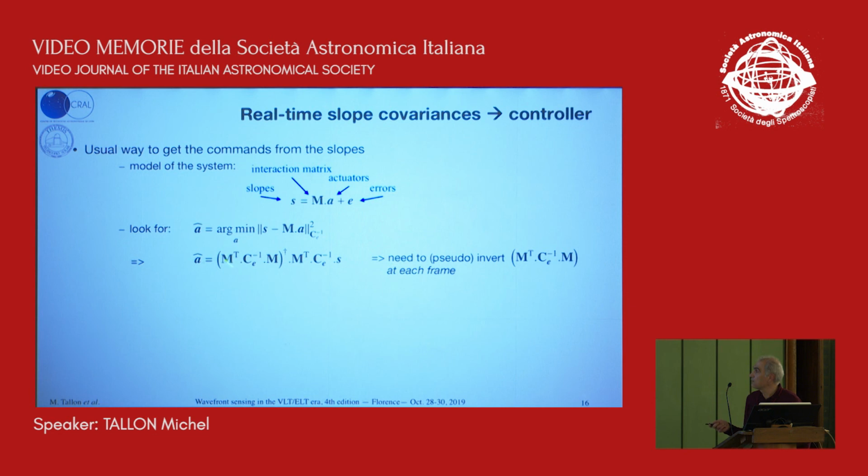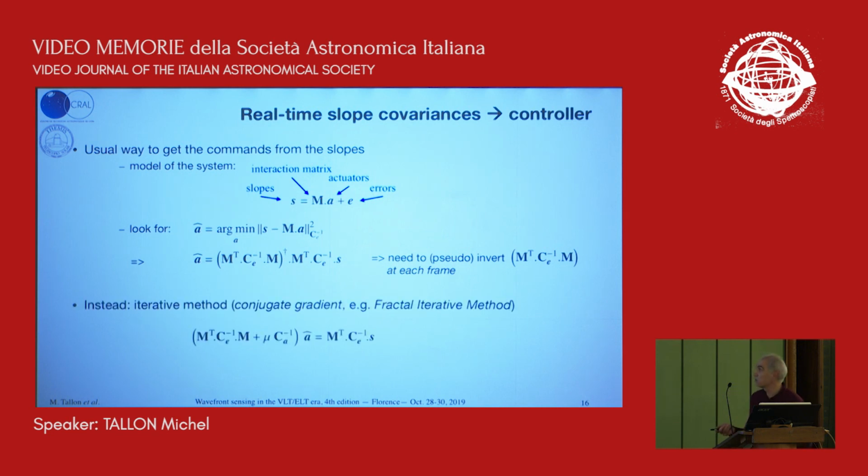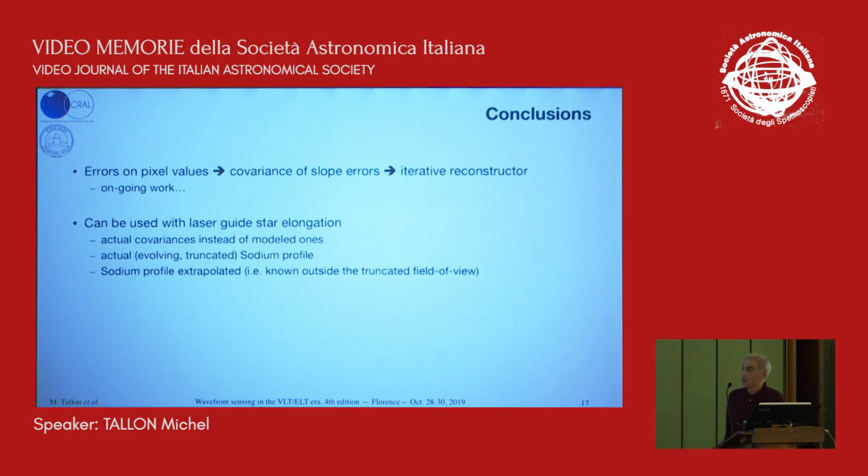But here, if you update the weights, or the covariance matrix of the slopes, at each frame, it means that you have to invert the matrix at each frame, which is not really realistic. So we use an iterative method, based on the conjugate gradient and, for instance, the fractal iterative method. So we just have to solve this iteratively, which is faster. And doing that, we can, on the fly, update the covariance matrix of the slopes.